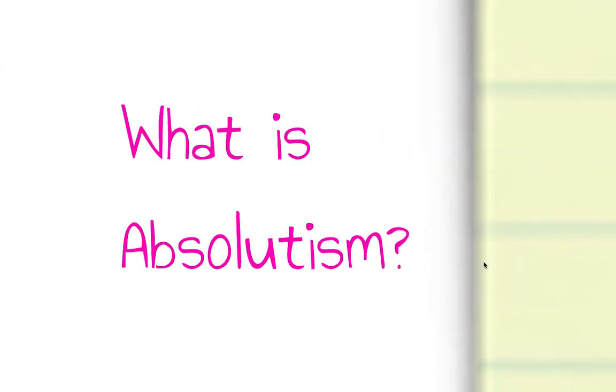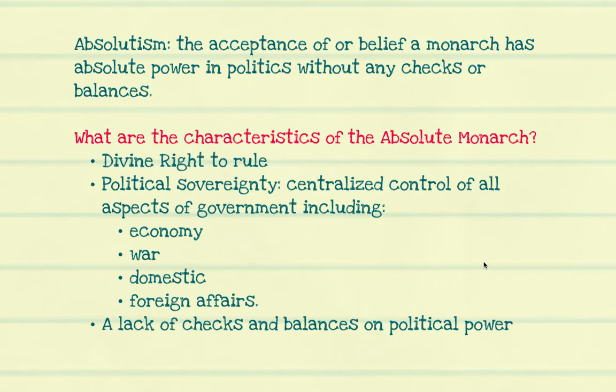So, what is absolutism? So, absolutism is the acceptance of or belief a monarch has absolute power in politics without any checks or balances. In the United States right now, we have three branches of government and they check each other. So, the executive, judicial, and legislative branch, neither branch is stronger than the other. They all check and balance each other in different ways. We'll talk more about this when we talk about Montesquieu later in the unit.